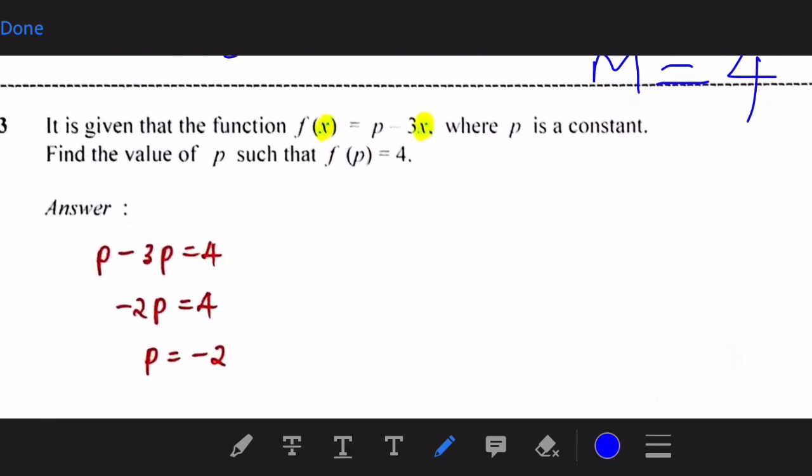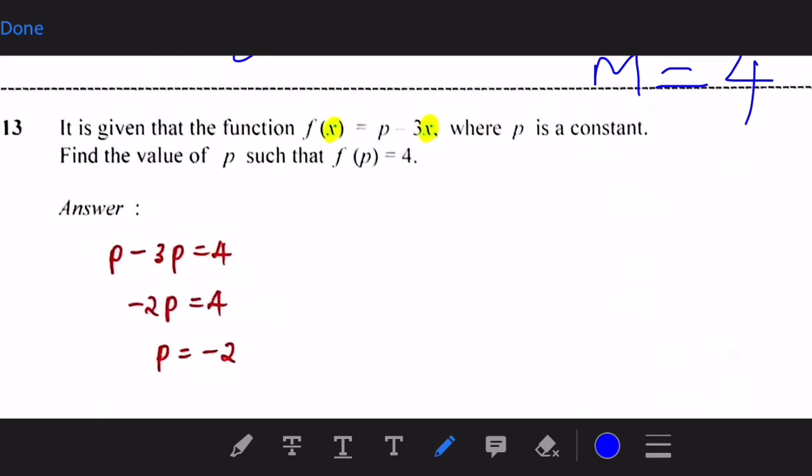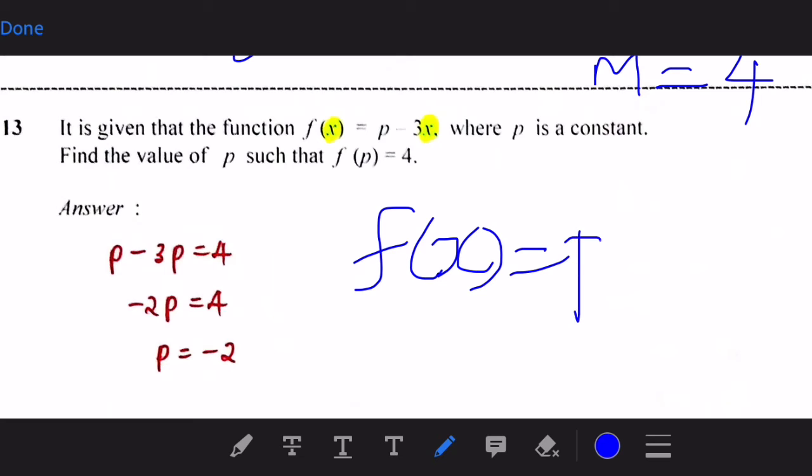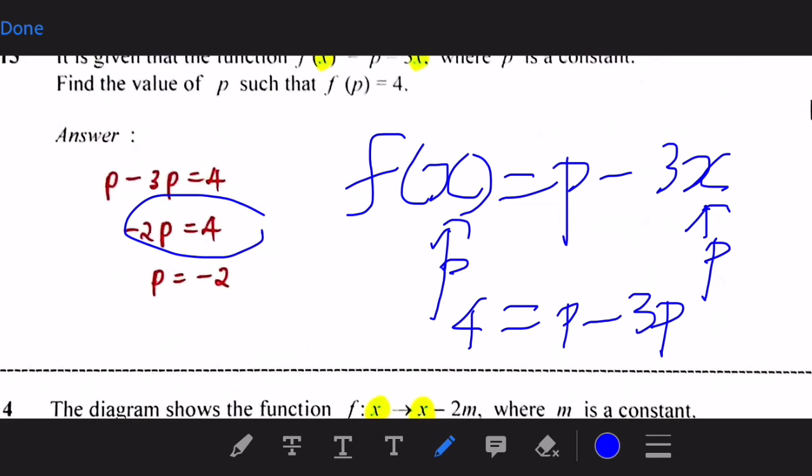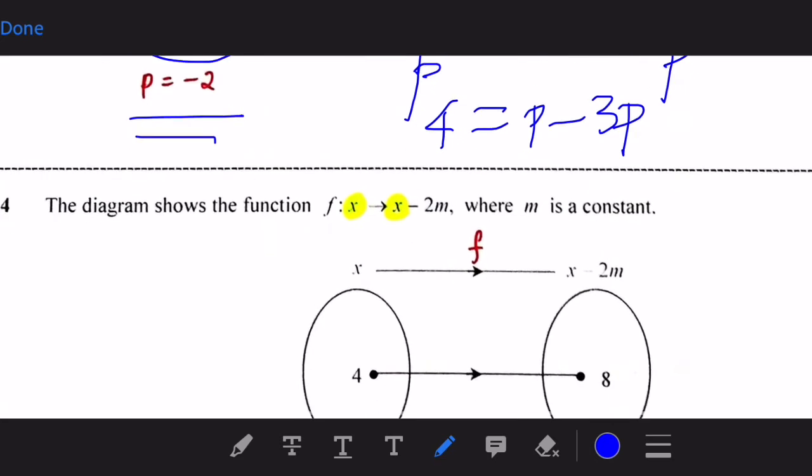Now let's proceed to another one. So you have the function f(x). You see I highlight the x is the object. That means I'm going to substitute with the p here, right? So we will substitute p into the x. Then f(p) is 4, right? So you can say f(p) is 4p minus 3p. You will reach this answer. So p is negative 2.